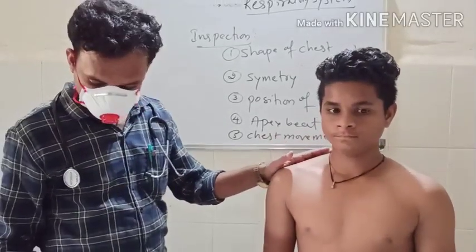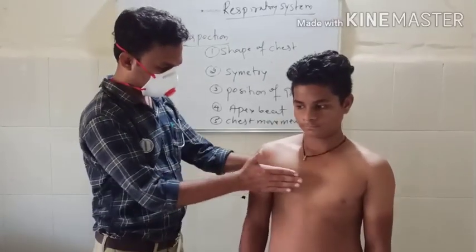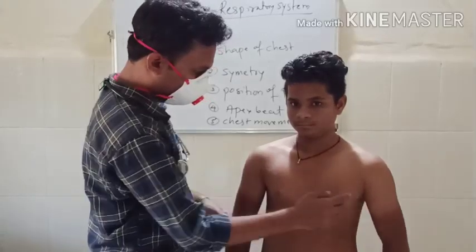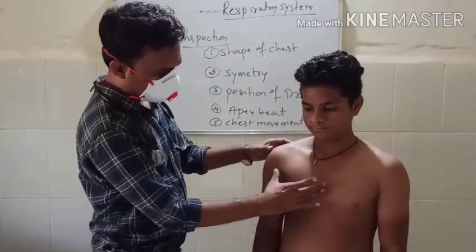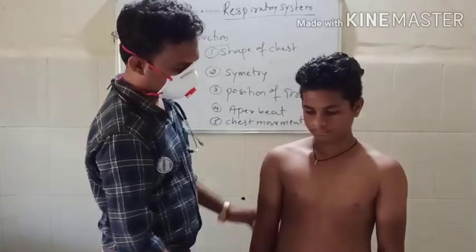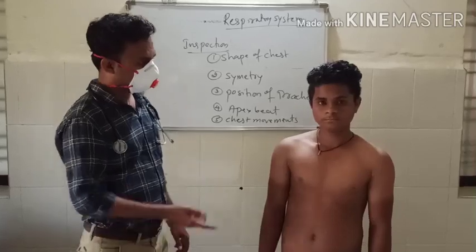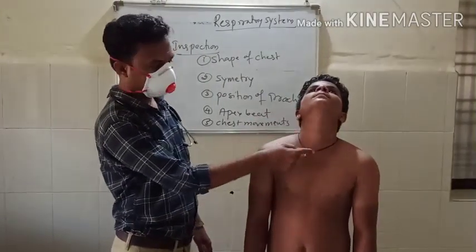In inspection of the chest, you look for the shape of the chest. The shape of the chest is not round, because this diameter is a little lesser and this is more, so it looks elliptical. Then you look for the symmetry. This is the center line. The length of this side and this side looks normal, so the symmetry is also normal. Then you look for the position of the trachea. The trachea is in the center.